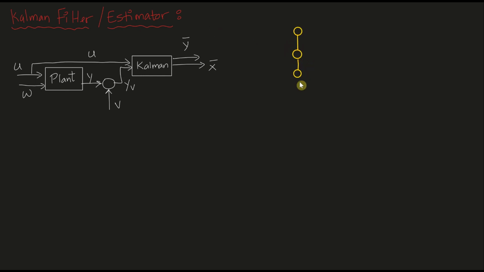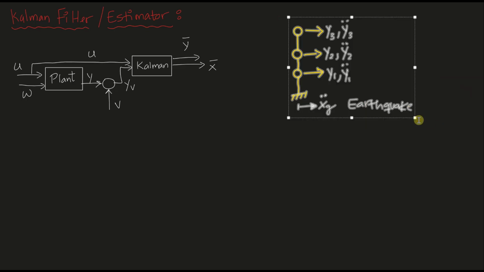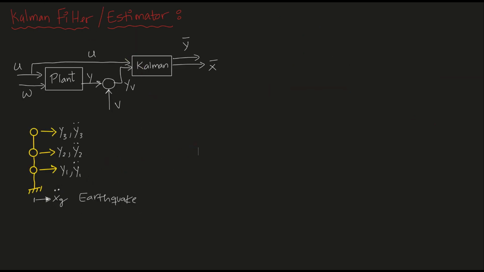So another example would be if I have a 3-story building, and for instance, I know what the accelerations are at each of the floors because I have accelerometers on each of the floors, but I don't really know what the displacements are. So this is another example where I can use the model of my system and the idea of Kalman filtering to estimate the displacements from the acceleration results that I have. And a typical input into the system is earthquakes. So it's a classic earthquake engineering problem.